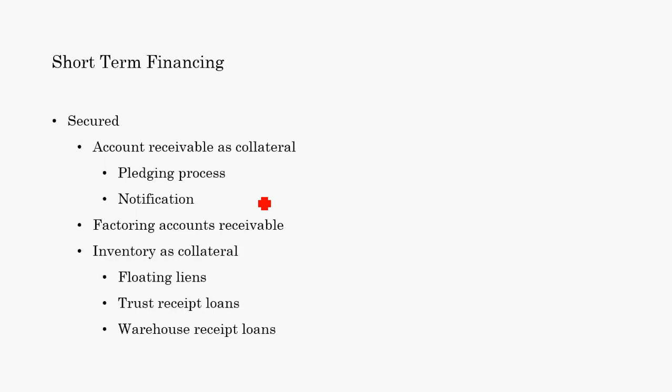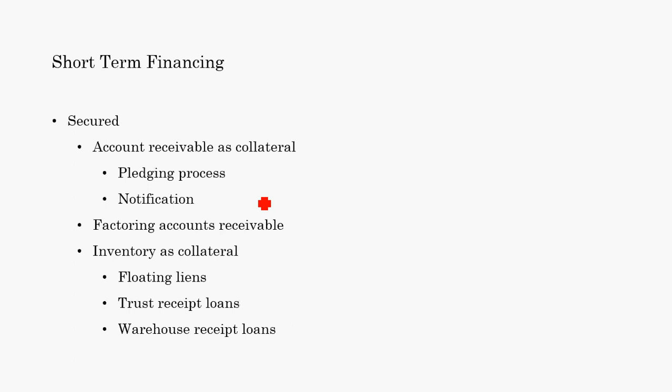The third form of secured financing is using inventory as collateral. Under this, you have three different types. One is floating liens, where the inventory is not very expensive, and it is used as collateral, and on that a lender would lend money. Generally, a lender could lend only 40 to 50% of the collateral value to the company.